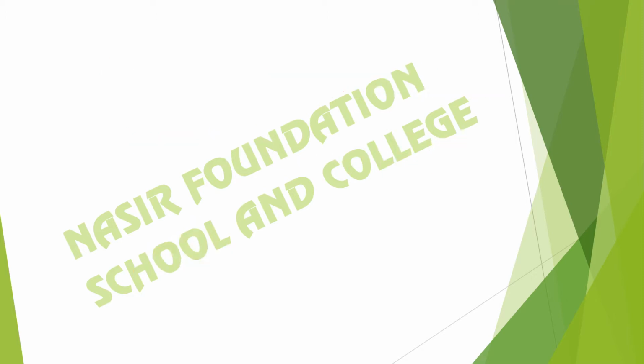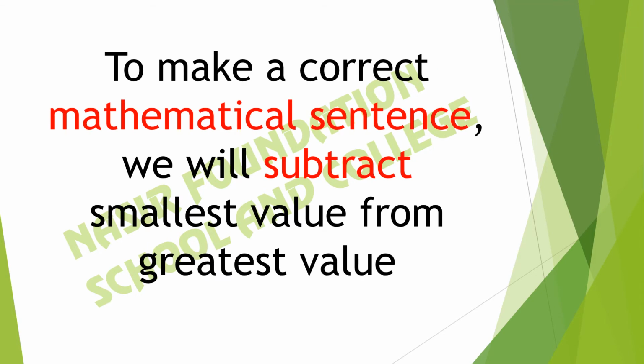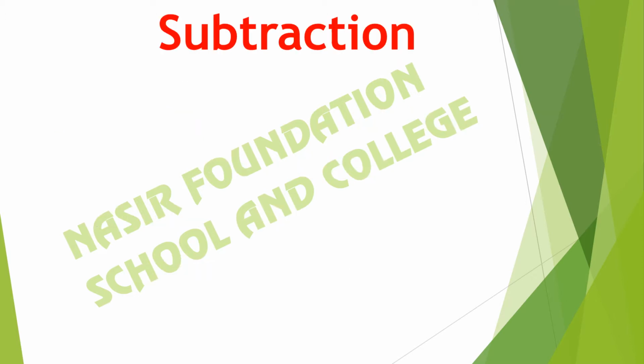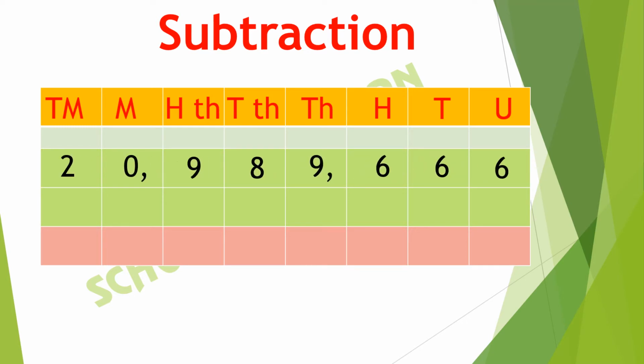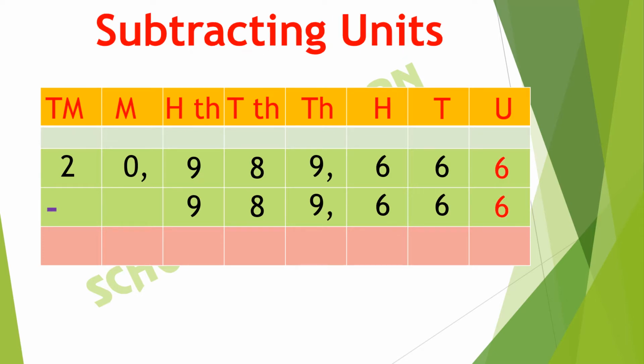Let me tell you. To make a correct mathematical sentence, we will subtract smallest value from the greatest value. We will draw the chart of 8 numbers: Unit, 10, 100, 1000, 10,000, 100,000, millions and 10 millions. And we will place the greatest number here. And we will subtract smallest value. We will use this sign to show subtraction.